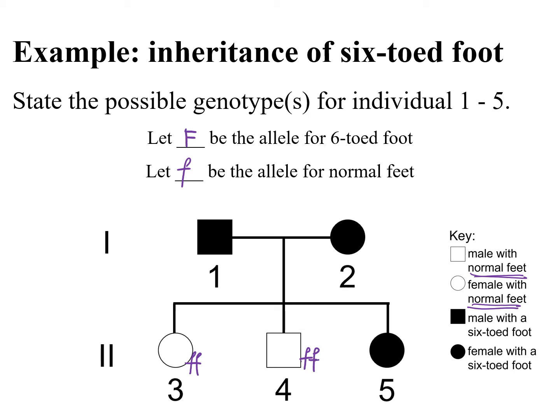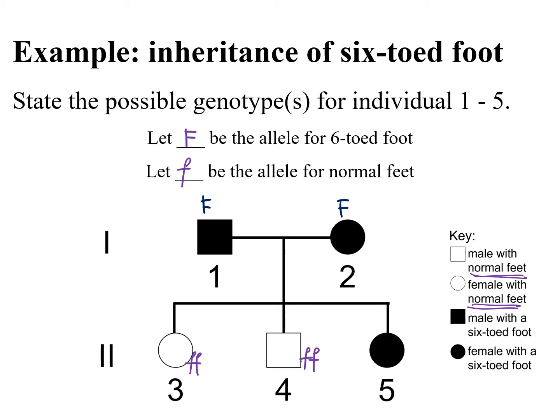And then let's take a look at parent 1 and parent 2. Parent 1 and 2, they are showing the dominant character, the six-toed foot. So they must have at least one allele for the six-toed foot. Alright, so let's write it down. For 1, it must have at least one capital letter F. So as 2, they must have at least one capital letter F.